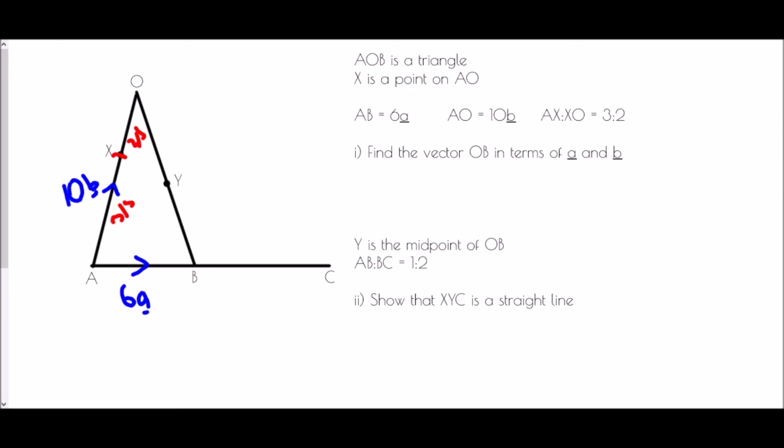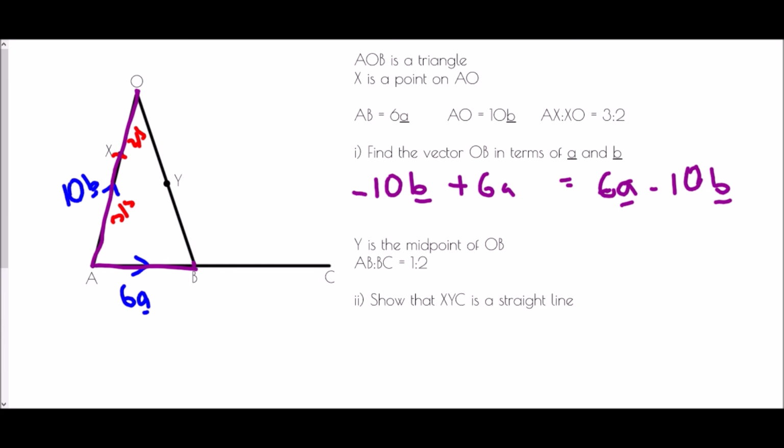So what it wants to start with is to find the vector OB in terms of a and b. So what I need to do is travel from O to B following vectors which I already know. So I'm going to go down from O to A. So that is in the opposite direction. That is negative 10b. And then it is following the direction of AB, and therefore plus 6a. And if we just want to make that look a little bit neater, we'll just write it as 6a take away 10b. And so that is the vector OB.